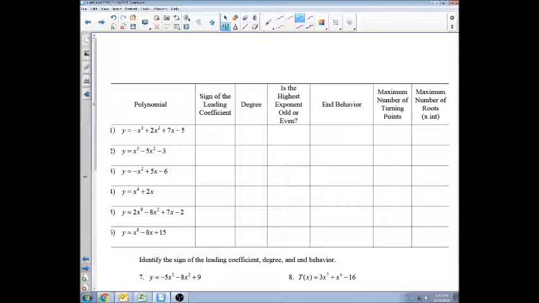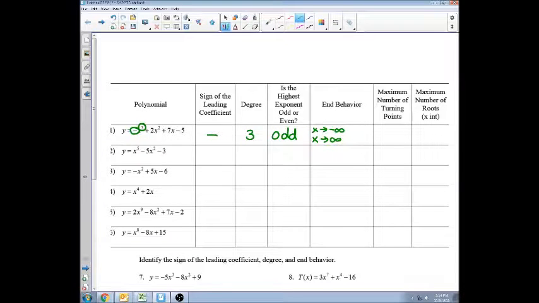My leading coefficient, the sign of my leading coefficient is negative. My degree is my largest degree. In this case, it is 3. Is the highest exponent odd or even? So is my degree odd or even? It is odd. So based off of our rules list, we can say what the end behavior would be. Remember that the x's never change. It's x approaches negative infinity and x approaches positive infinity.